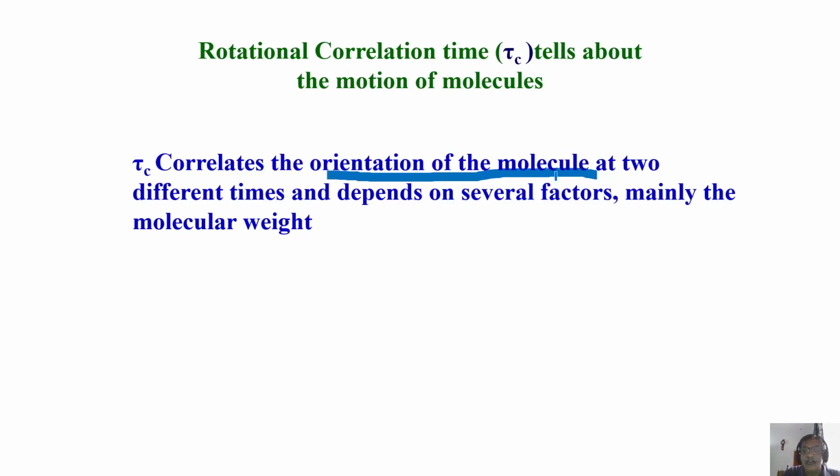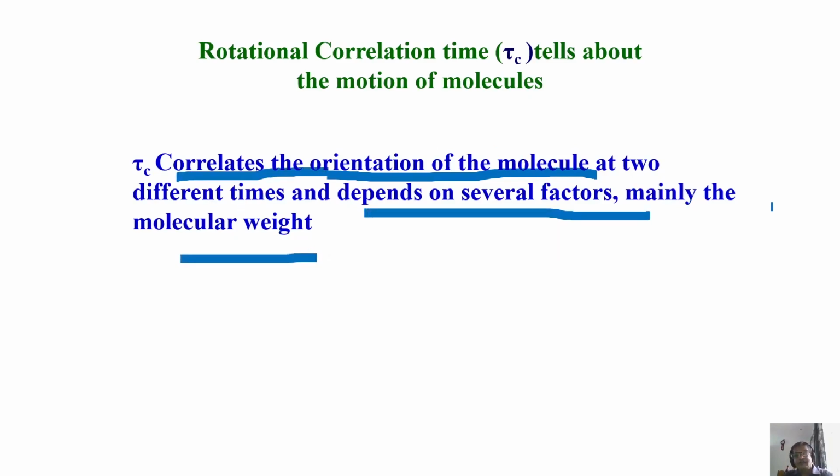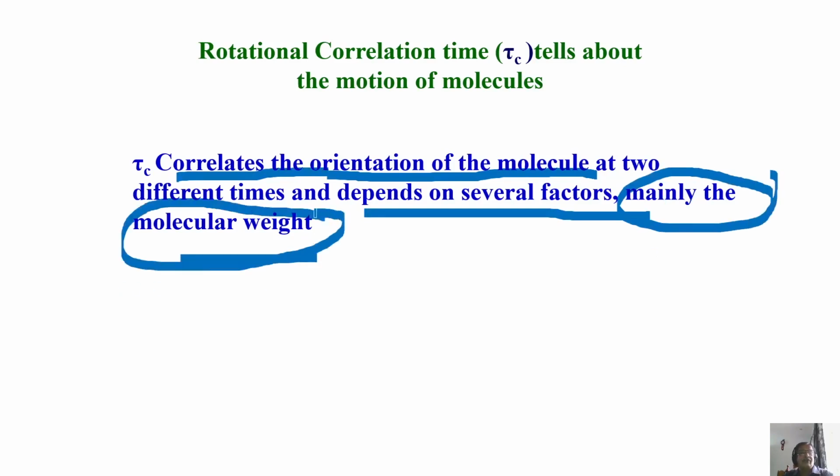So tau c correlates the orientation of the molecule at 2 different times, and it depends upon several factors. One is molecular weight, mainly molecular weight. A sluggish molecule cannot rotate faster. You take a small ball, you can rotate it very fast. You can't rotate an elephant faster, right? As molecules become bigger and bigger, they become more and more sluggish and cannot rotate faster. The size of the molecule also matters. So the rotational correlation time, which depends upon the motion of the molecule, depends upon molecular size and molecular weight.